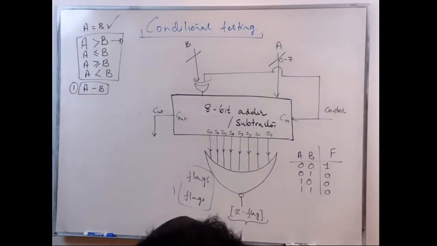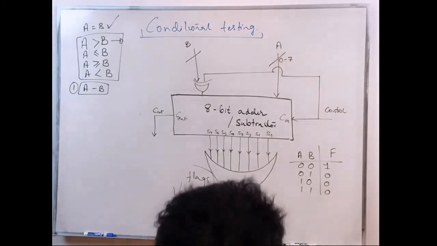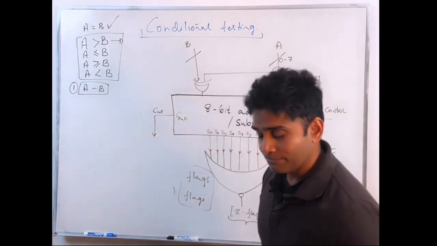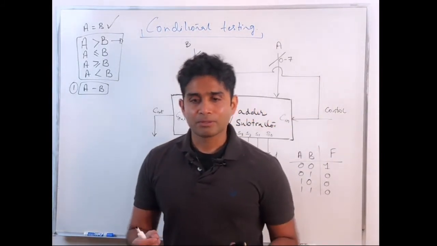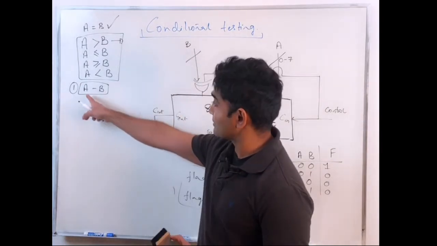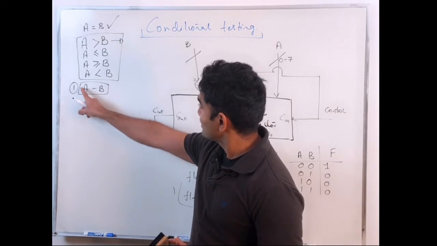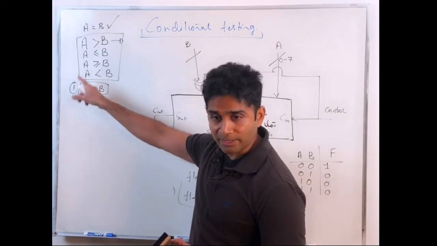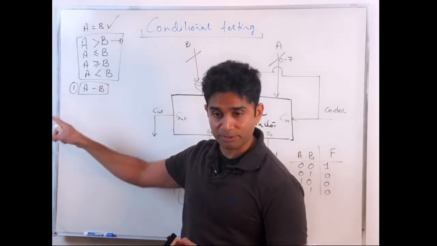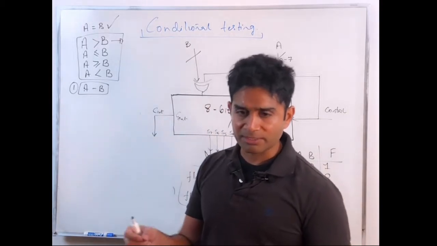B minus A is greater than 0 for A larger than B. Okay, so how do I test for that condition? Now let me give you a hint. When I'm doing this A minus B operation, because that's the first thing that is done, whenever I write a compare A comma B operation, that is what is happening at the hardware level. My hardware basically performs an A minus B operation. How is it able to perform that operation?